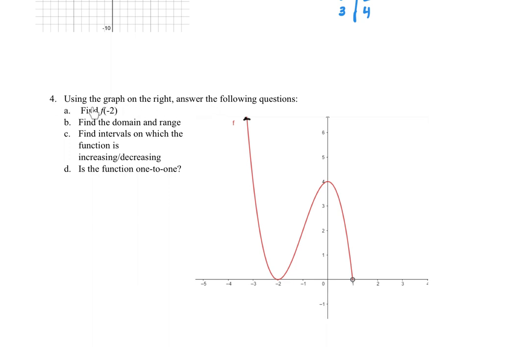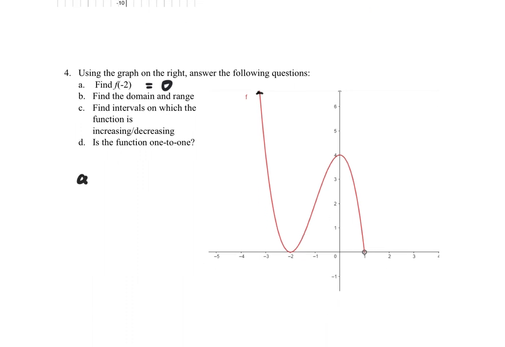This is from section 2.3. Find f of negative 2. So remember, negative 2 is your input value, and we need to find the value of the function when x equals negative 2. So x equals negative 2 right here, the function value is 0. So f of negative 2 is equal to 0. So for part A, f of negative 2 equals 0.